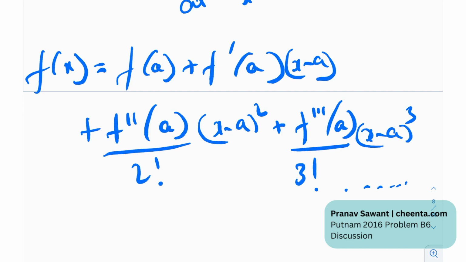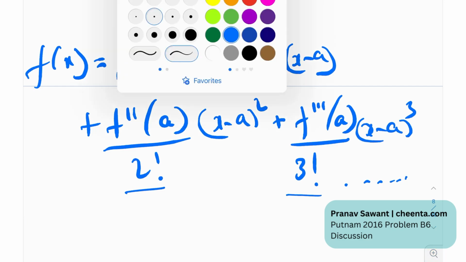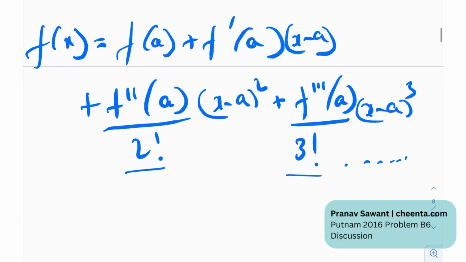You have f of x equal to f of a, then you take its derivative and multiply it by (x minus a). You take its double derivative, multiplied by (x minus a) whole squared, and then remember that you have a 2 factorial in the denominator. And this is kind of like recursive, right? You have 3 factorial next, after that we'll have 4 factorial, fourth derivative, and then (x minus a) to the power 4. It's pretty simple actually to remember this after a few tries.